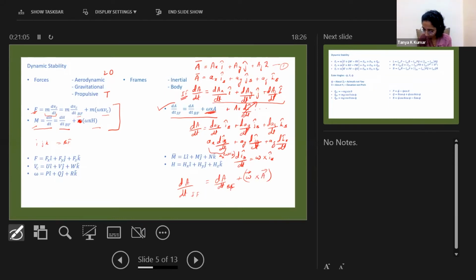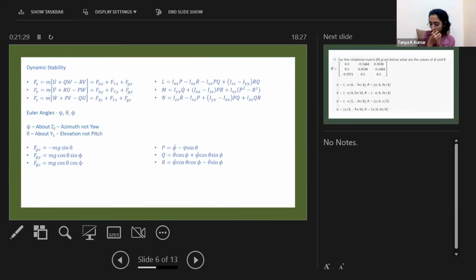Similarly, you have the moment. Since there is an LMN component, I've just represented the moment vector with a bar, okay. So the moment vector has three components in IJK. You have L, M, N. And the H vector has three components, Hx, Hy, Hz. Okay, we had derived the individual terms Hx, Hy, Hz in the previous week, that is week 8. Okay. So now we expand this Fx, Fy, Fz.